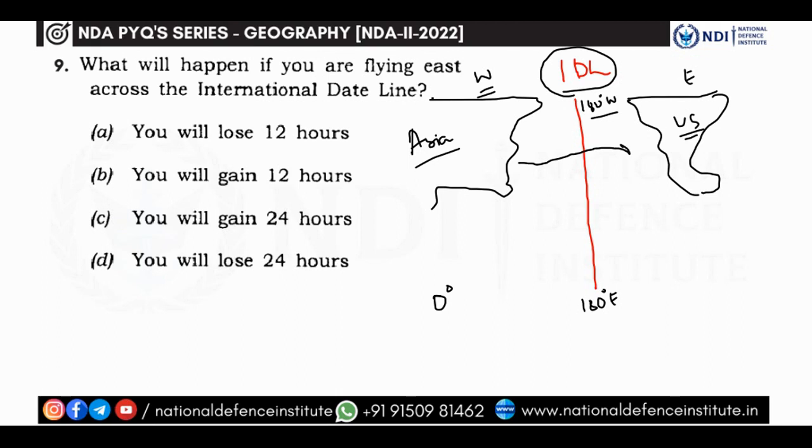what is the thing that happens? Of course, these US countries will be behind us. So obviously, you will gain 12 hours. That is the one thing you have to know here, because they will be obviously behind. Each longitude makes 4 minutes. So obviously when you are going from west to east along the international date line, you will be gaining the 12 hours.